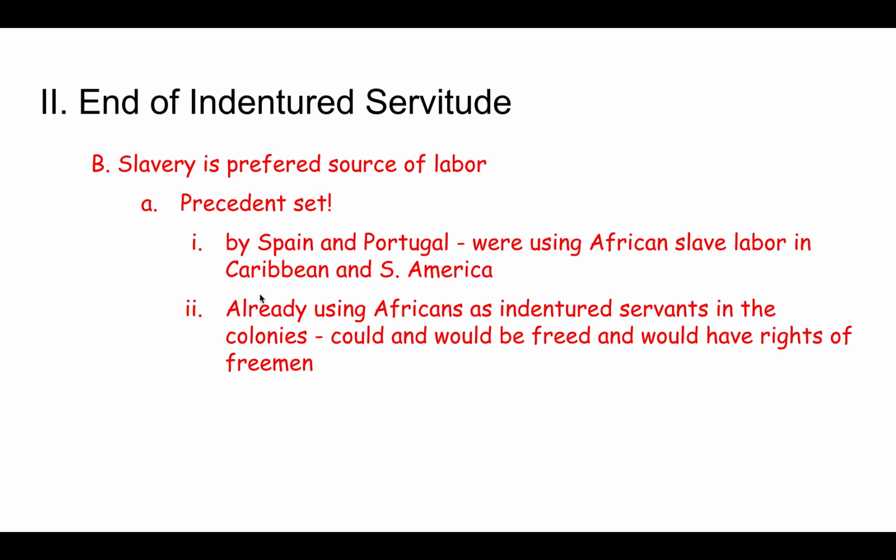And lowercase Roman numeral 2, already using Africans as indentured servants in the colonies, could and would be freed and would have rights of free men. So the indentured servants that were African were being freed and treated as though they were free men, but they could easily transition along those racial lines, easily make laws to make it so that slavery was in place.